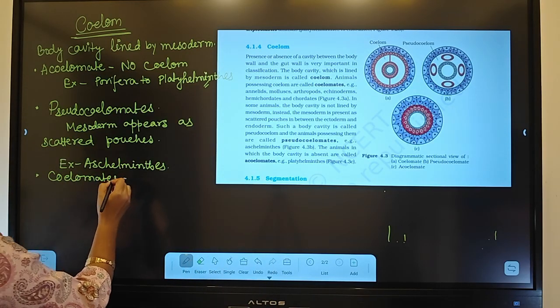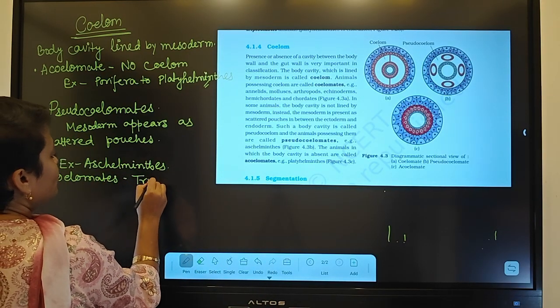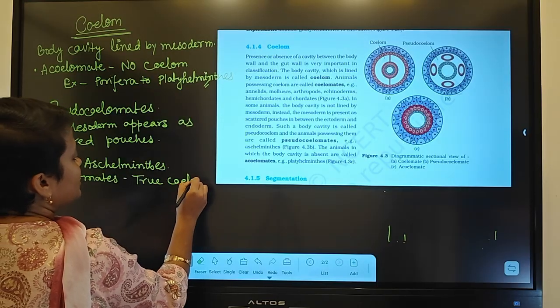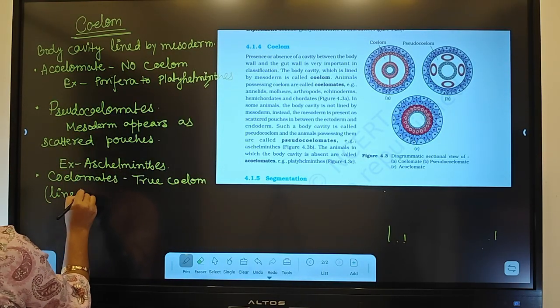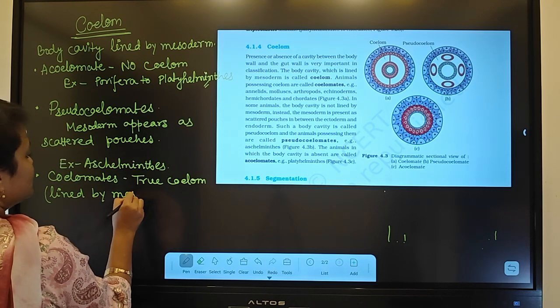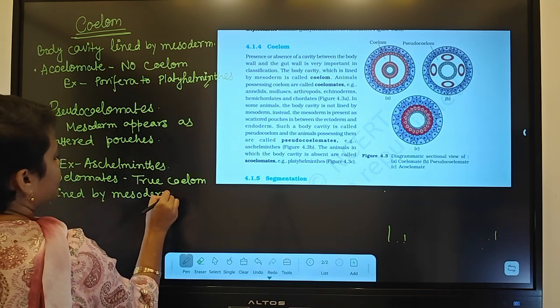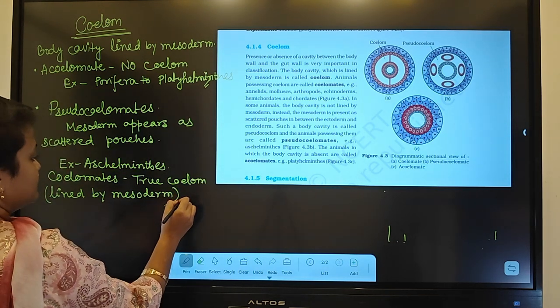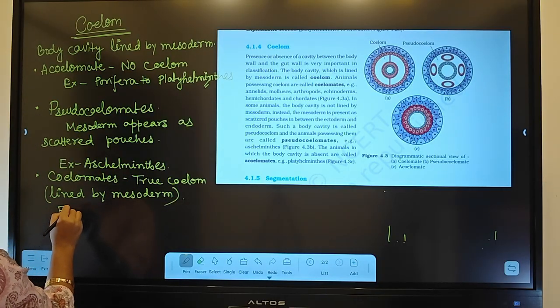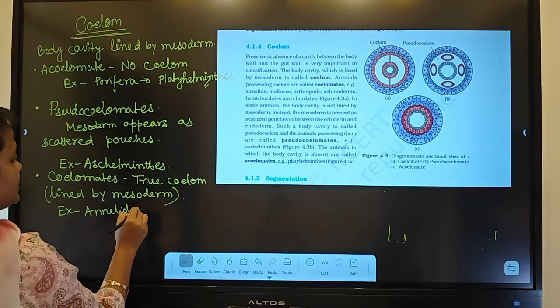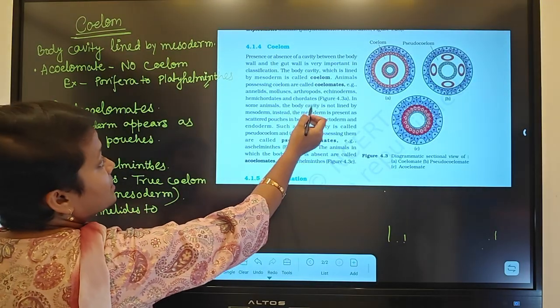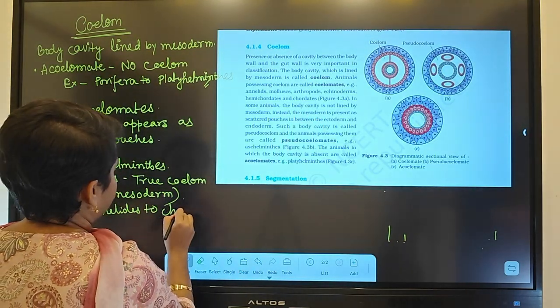Right? So coelomates means true coelom which is lined by mesoderm is present. Example, annelids to chordates.